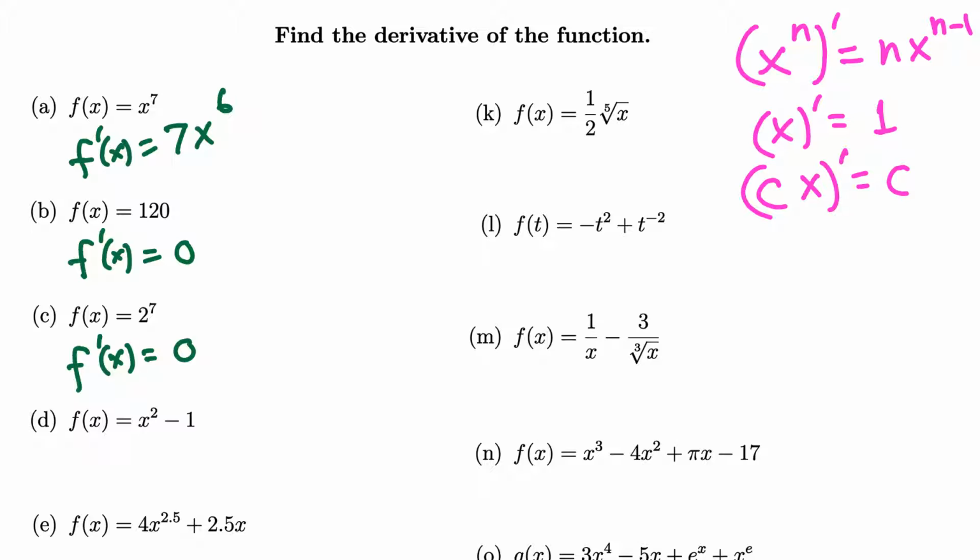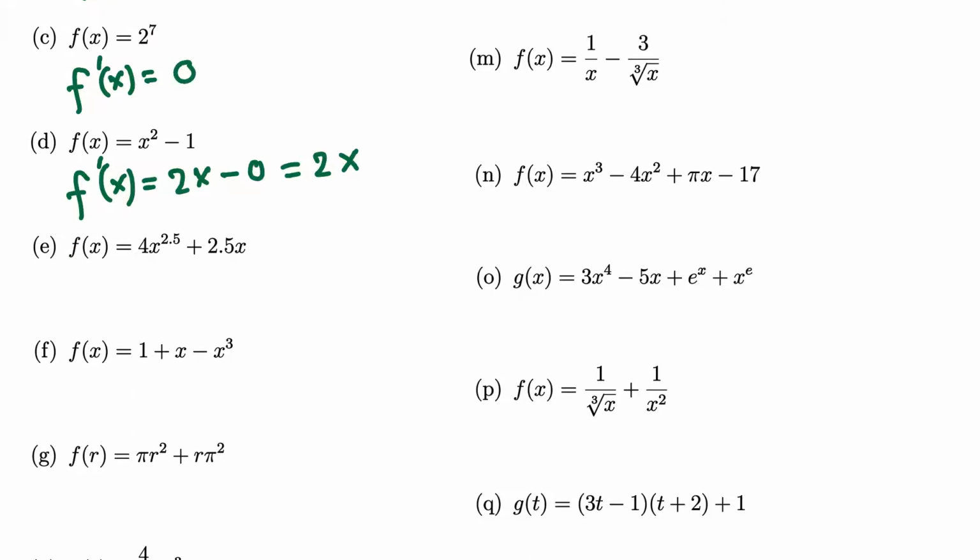In part D, we have two terms, x squared and 1, and when we find its derivative, the derivative of x squared is just 2x to the 2 minus 1 in the exponent, which is 1. So it's 2x minus the derivative of 1, which is 0. So 2x minus 0, just 2x.